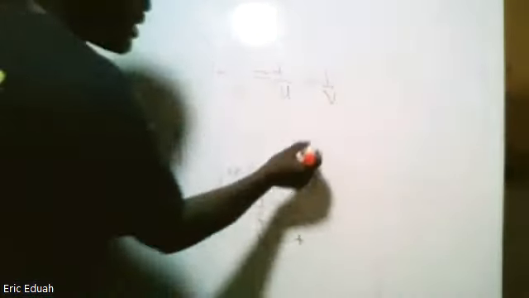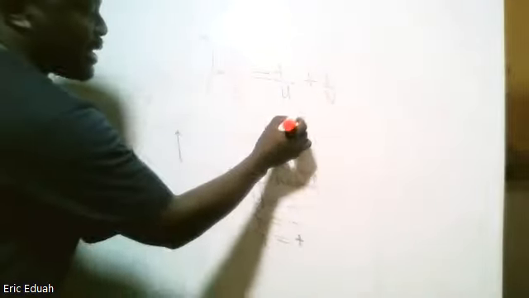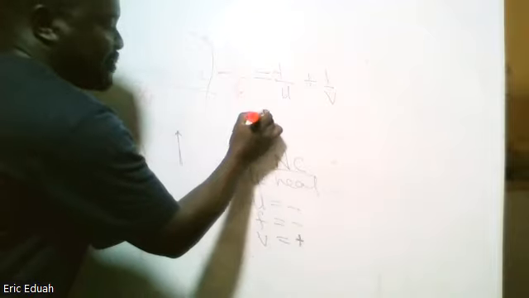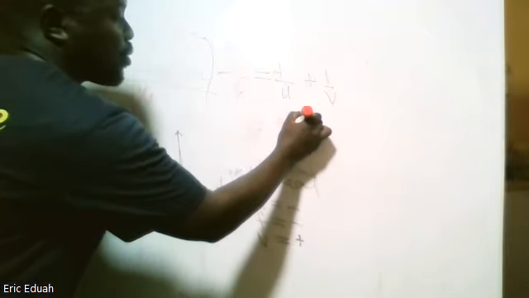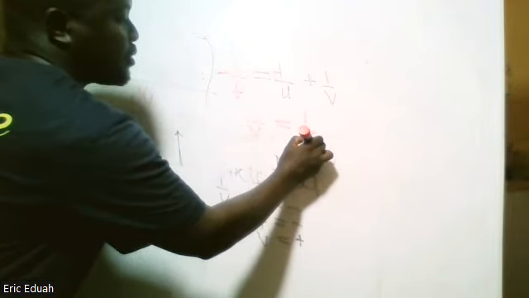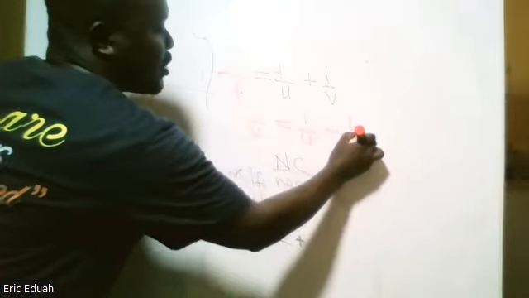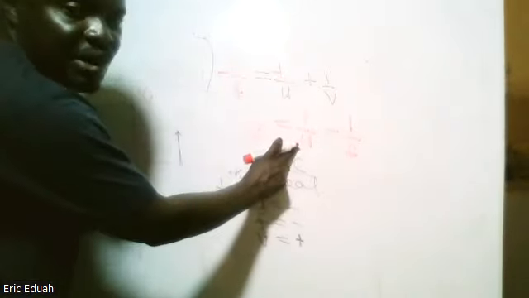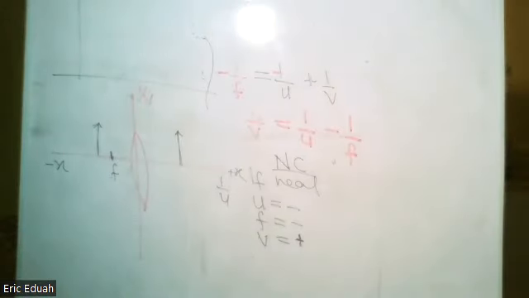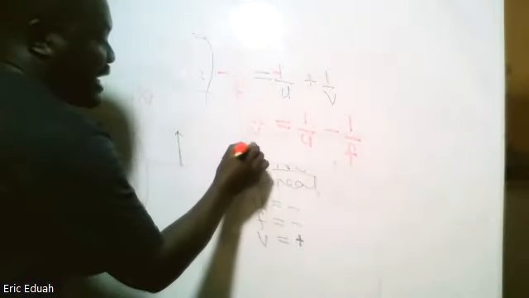So because I'm plotting 1 over V against 1 over U, I have to make 1 over V the subject. 1 over V will be equal to 1 over U, minus 1 on F. 1 over U is negative. When it crosses, it will be positive. That's why we have this, minus 1 over F. And this will conform to the equation of a straight line.